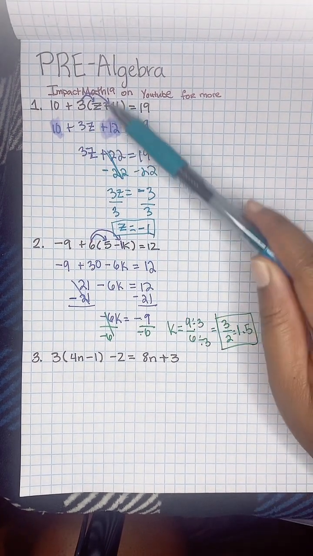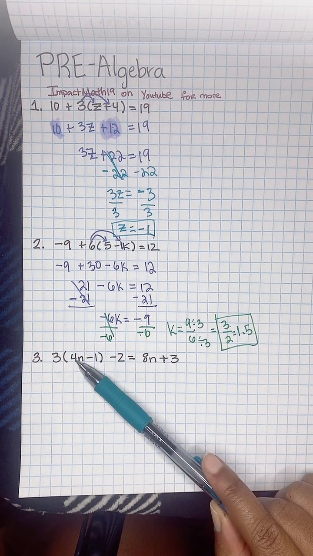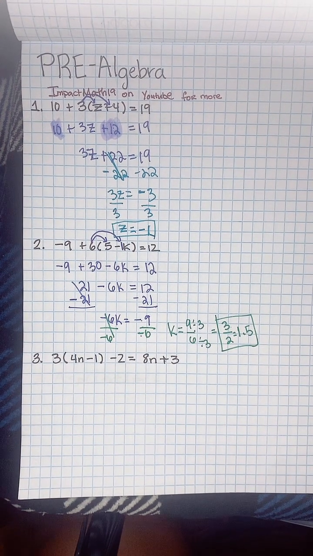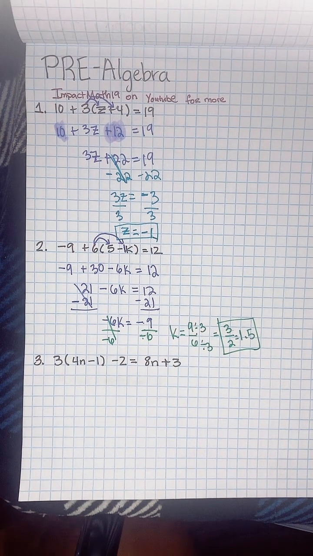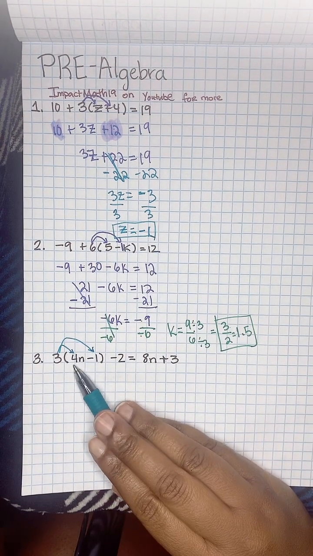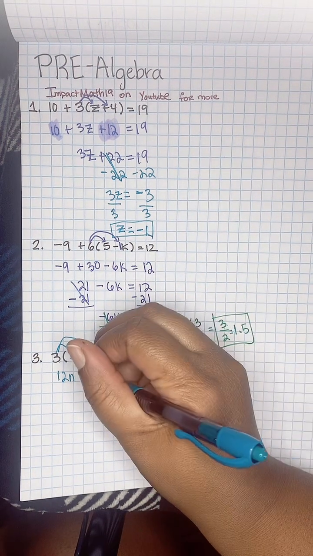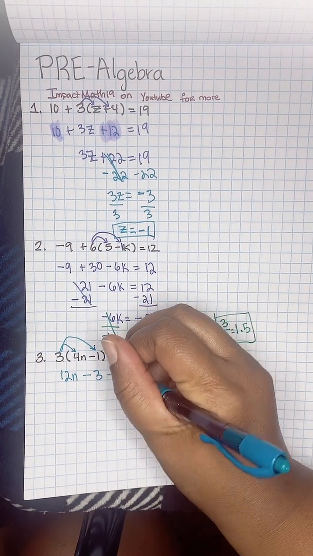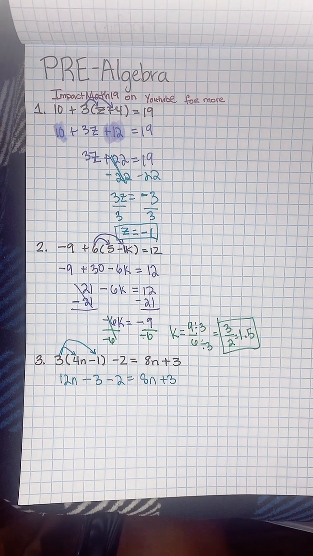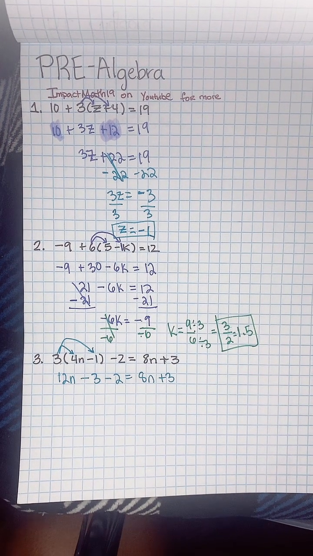Okay, so far we've just been doing the distributive property with just a number. Now we have the distributive property and a multi-step equation here. So we're stepping it up another level, right? We're going to distribute here. So 3 times 4 gives us 12n, and 3 times negative 1 gives us negative 3. Minus 2 equals 8n plus 3. All right, what do we do next?